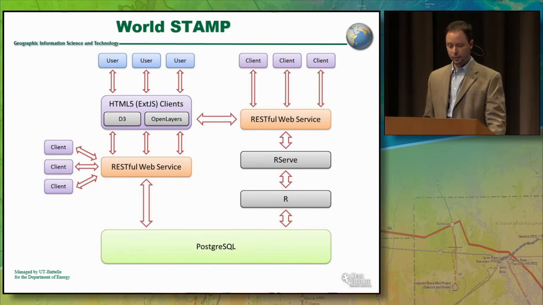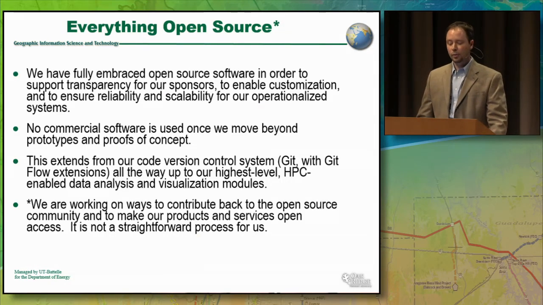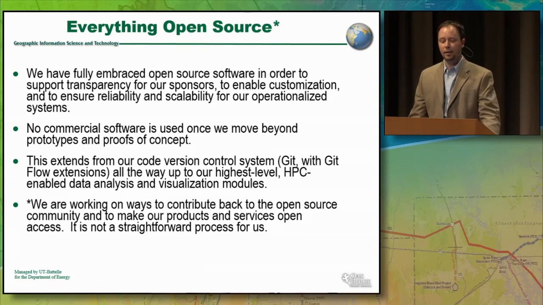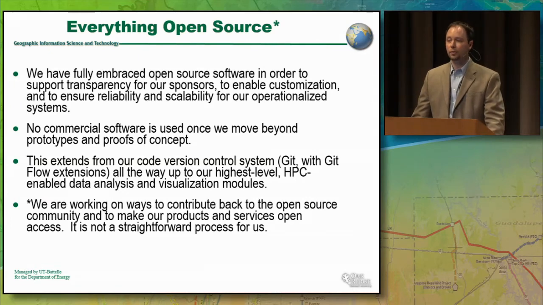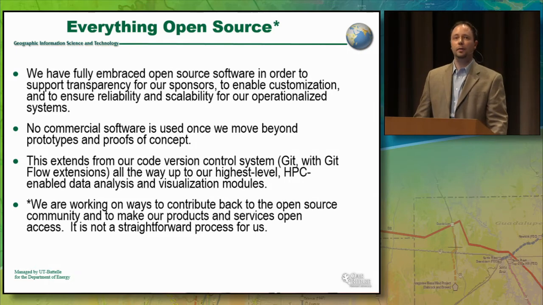You make the choice. In terms of everything open source, and again, I do have a pin on that in terms of the asterisk, we are working on ways to contribute. We have fully embraced open source software in everything that we do to support transparency for our sponsors, to enable customization and to ensure reliability and scalability for our operationalized systems. People are using our applications every day. We don't use commercial software once we move beyond prototypes and proof of concept. And this extends from version control all the way up to our scaled HPC applications.